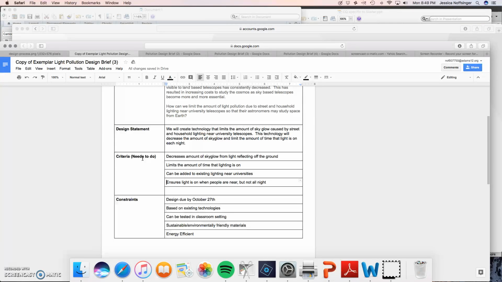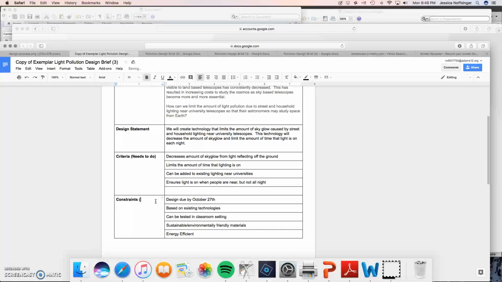It also has to be safe for people. As you look at these, you can see science concepts. So here we talk about sky glow, we talk about reflecting. Those are things we've talked about and learned about the science of. I also talk about people and how it's going to impact them, where they live, near universities, and that it turns light on when people are near them because people are scared of the dark.